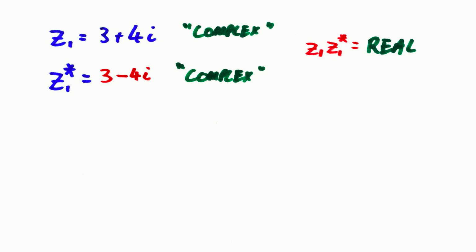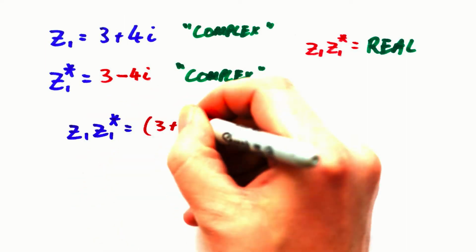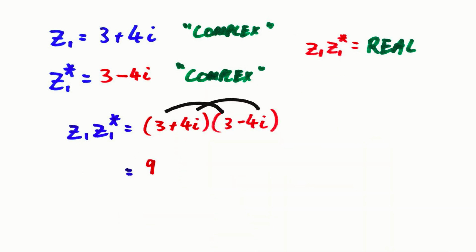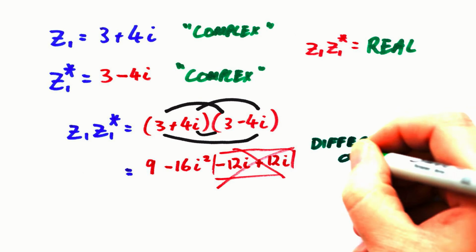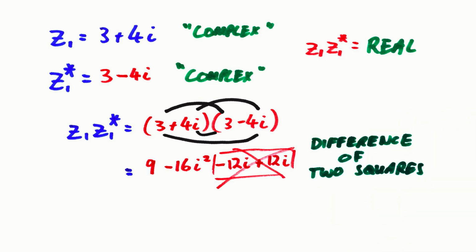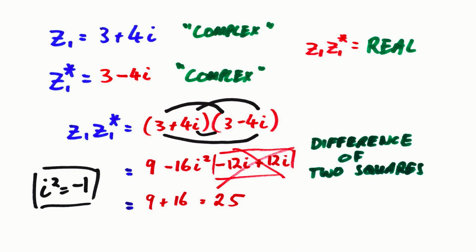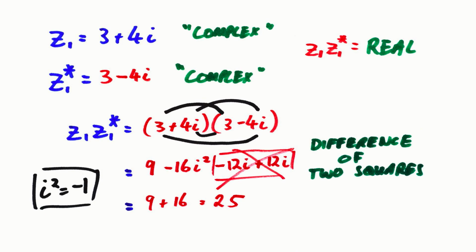When we multiply these together, we get a structure that we've seen before. This is the same formulation as the quadratic difference of two squares. Multiplying this out, we see that the imaginary component cancels out in the multiplication, while the minus 16i squared becomes plus 16. The complex conjugate is used in the division of complex numbers as follows.